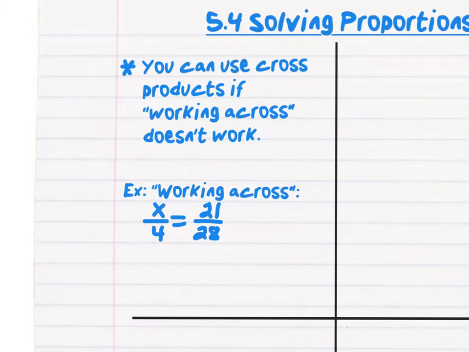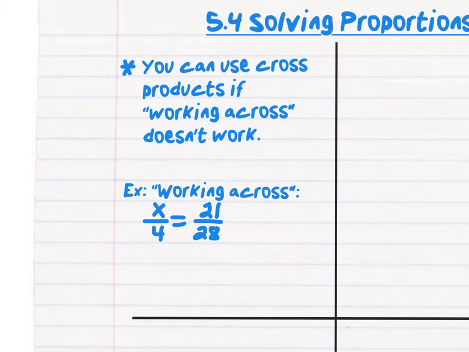Okay, so on the top left here, it says you can use cross products if working across doesn't work. I'm going to show you an example of what I mean by working across. Here in our example, we have x over 4 equals 21 over 28. When I'm working across, I'm looking at the numbers across from each other and trying to see if there's a relationship there, which there is.